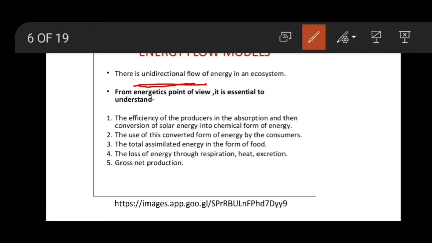The loss of energy through the respiration, heat and excretion. So these respiration, heat and excretion are the metabolic activity of that particular organism, whether it is a producer, consumers or the carnivorous or the top consumers. Again, the gross and net production, that is total production.